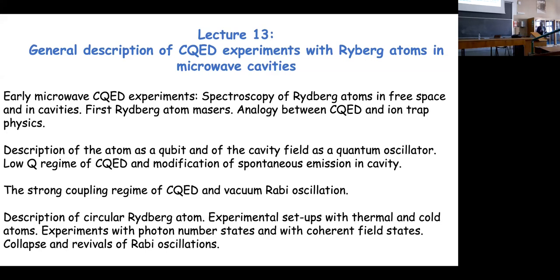And I will contrast this with what happens when the field interacts with the field, a coherent field which has a well-defined phase and which cannot have a well-defined photon number if the phase is well-defined, as we have already seen. And I will talk, to finish, about the collapse and revivals of Rabi oscillations in a coherent field.